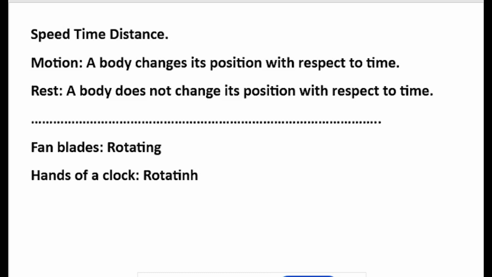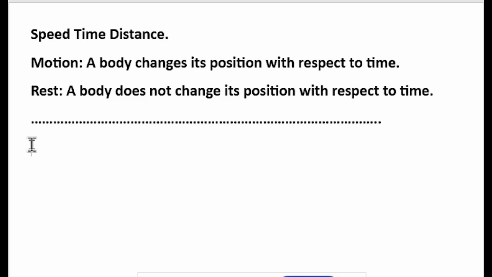So we can have different kinds of motion. But in this chapter, not these rotating ones, going round and round, not going from one place to another in a line. Fan blades will not go from Calcutta to Mumbai. They will turn round and round. Rotating means turn round and round. But in this case, we will be considering bodies which move in a line.